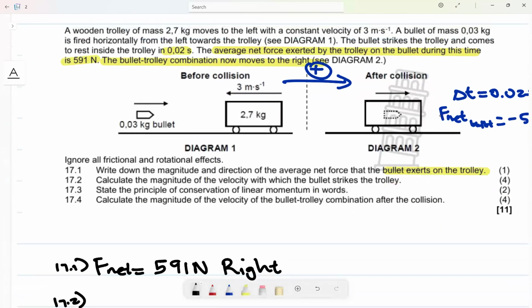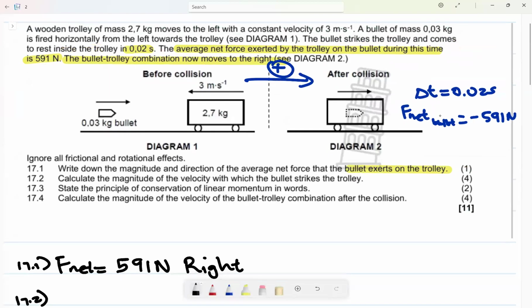Calculate the magnitude of the velocity with which the bullet strikes the trolley. Now we need to check the information that we have. Can you see now? I do not have the initial velocity of the bullet. I also do not know the final velocity of both of them.